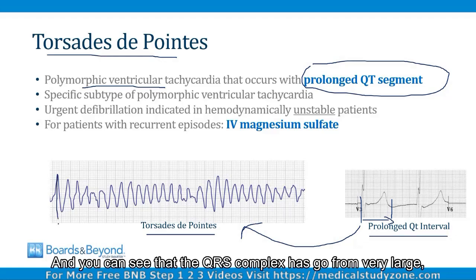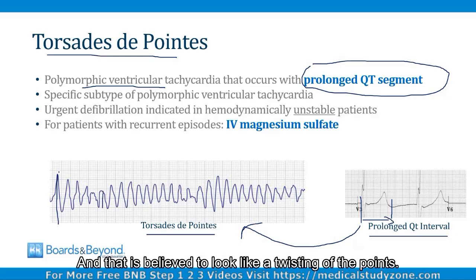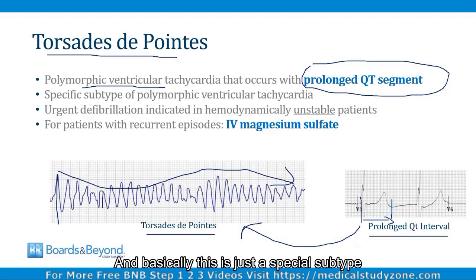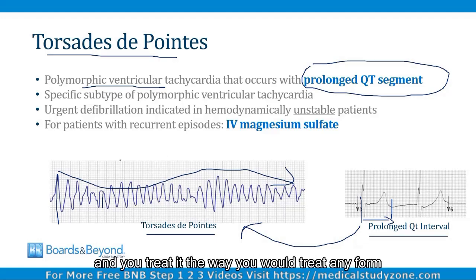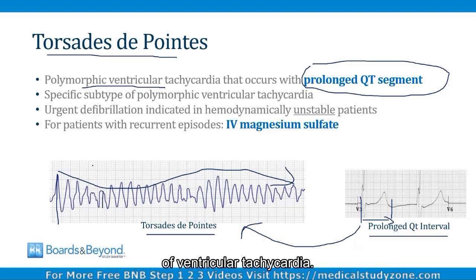see that the QRS complexes go from very large to very small, and that is believed to look like a twisting of the points. And basically, this is just a special subtype of ventricular tachycardia, and you treat it the way you would treat any form of ventricular tachycardia. If the patient is hemodynamically unstable, you administer urgent defibrillation.